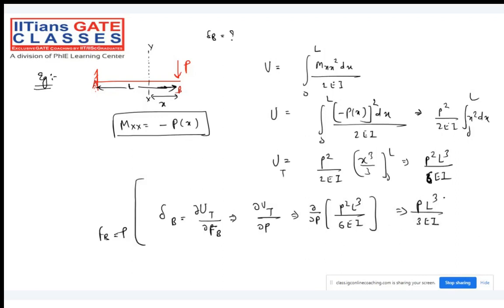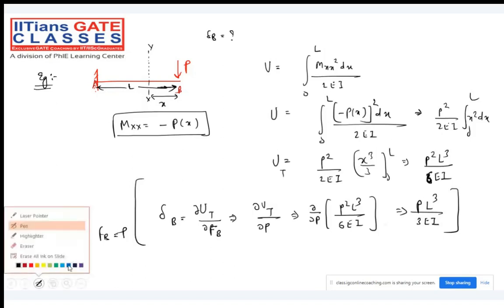Make a note of it, very, very important. And that is what you got, the same answer: a cantilever beam subjected to a free end load, PL cube divided by 3EI. That is the known formula for the standard case.